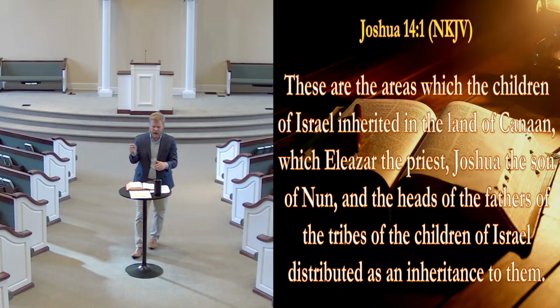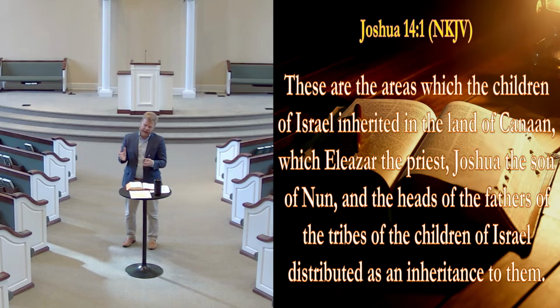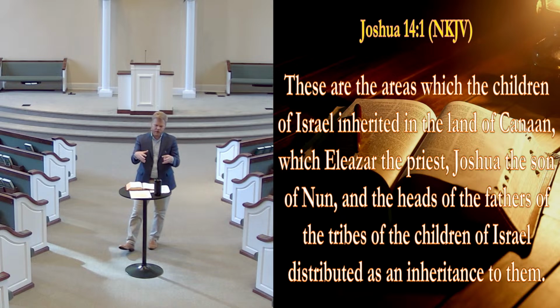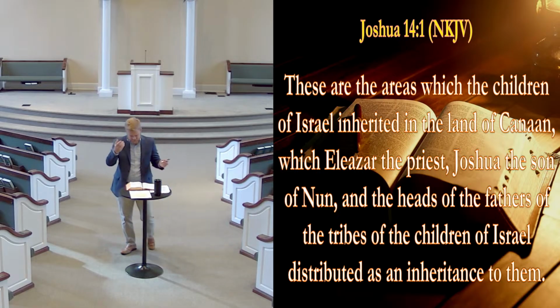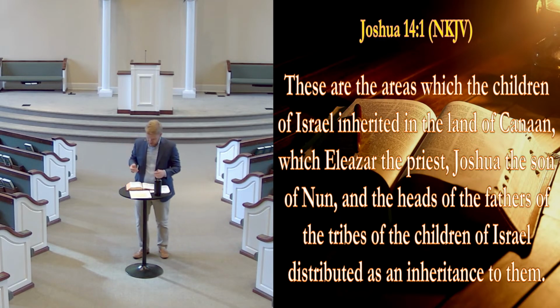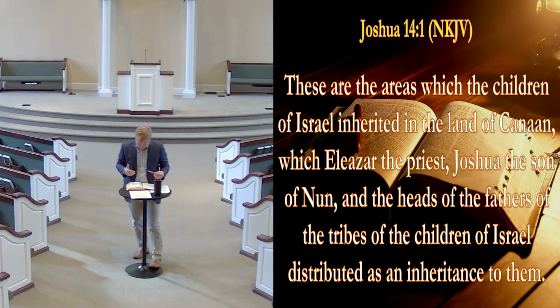Each tribe perhaps would draw, maybe if you're looking at Judah and what land Judah would get, well then they would draw whatever was written and put together, so they would draw and see what land they received. My understanding of how they would do that. But these are who's doing it: Eleazar the priest, Joshua, and the heads of the tribes.